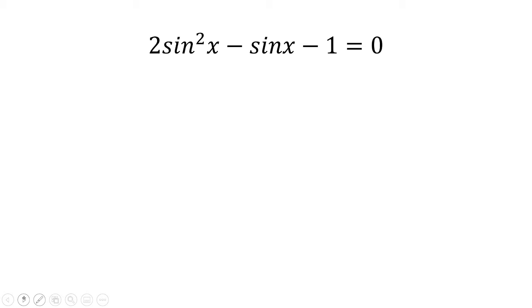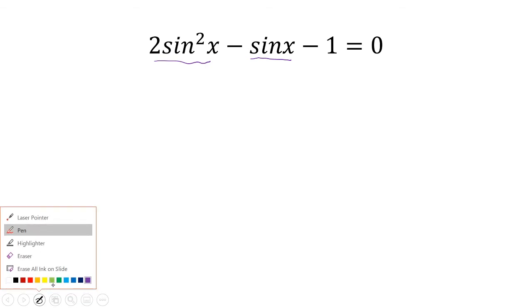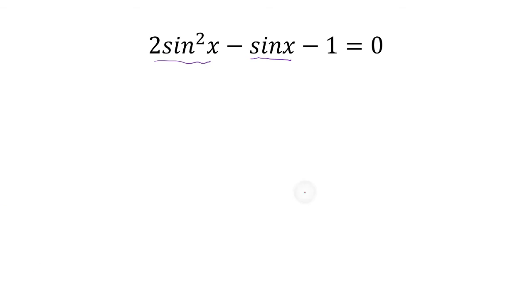Here's another one. This one's a little bit different. I think this is about as difficult as we're going to get. You see here how we have a sine squared and a sine. This is very similar to this problem here: 2x squared minus x minus 1 equals 0. This is a trinomial. There's 3 ways to solve trinomials.